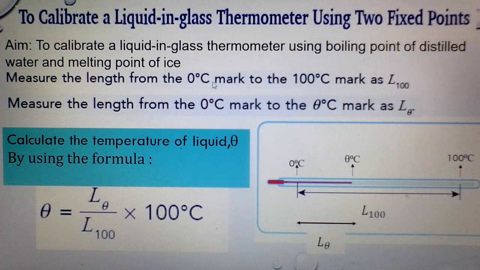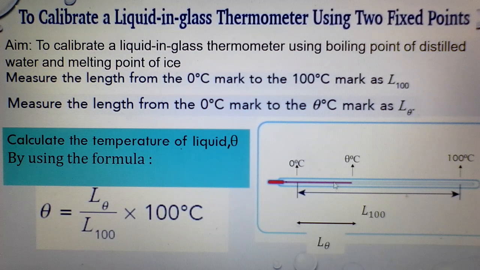Measure the length from the 0 degrees Celsius mark to the 100 degrees Celsius mark and label it L100. Just now you already marked using the marker pen or sticker, so use a ruler to measure the length between the 0 degrees Celsius mark and the 100 degrees Celsius mark. You can just call it L100. Then, from 0 to 100 degrees Celsius, you can mark the scale by making 100 equal divisions on the thermometer. So now your thermometer will have a scale. That is what we call calibration.